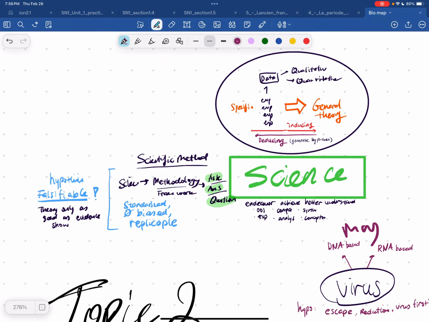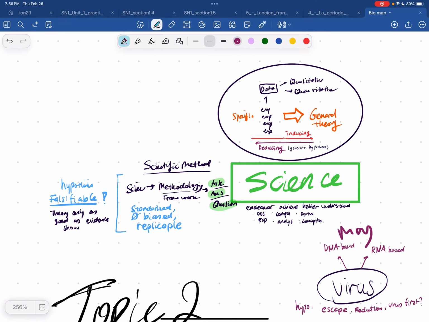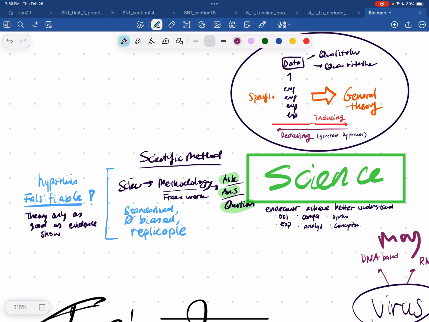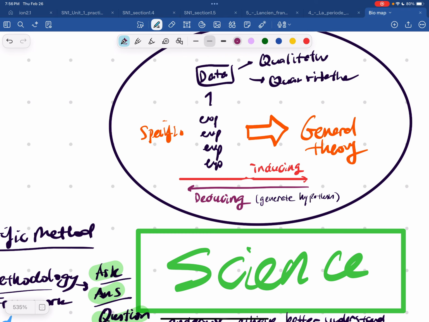So now talking about what science is, finally. Science is the human endeavor to better understand stuff from experiments, analysis, and comparisons, analysis, synthesis, and conceptualization. The scientific method we definitely need to understand. So going from specific to general, meaning a specific case or what will happen, to a general theory, is called inducing. Inducing is going toward the general, and deducing is going the other way, going to the specific. From a general theory, we will deduce what is the one thing that's going to happen.